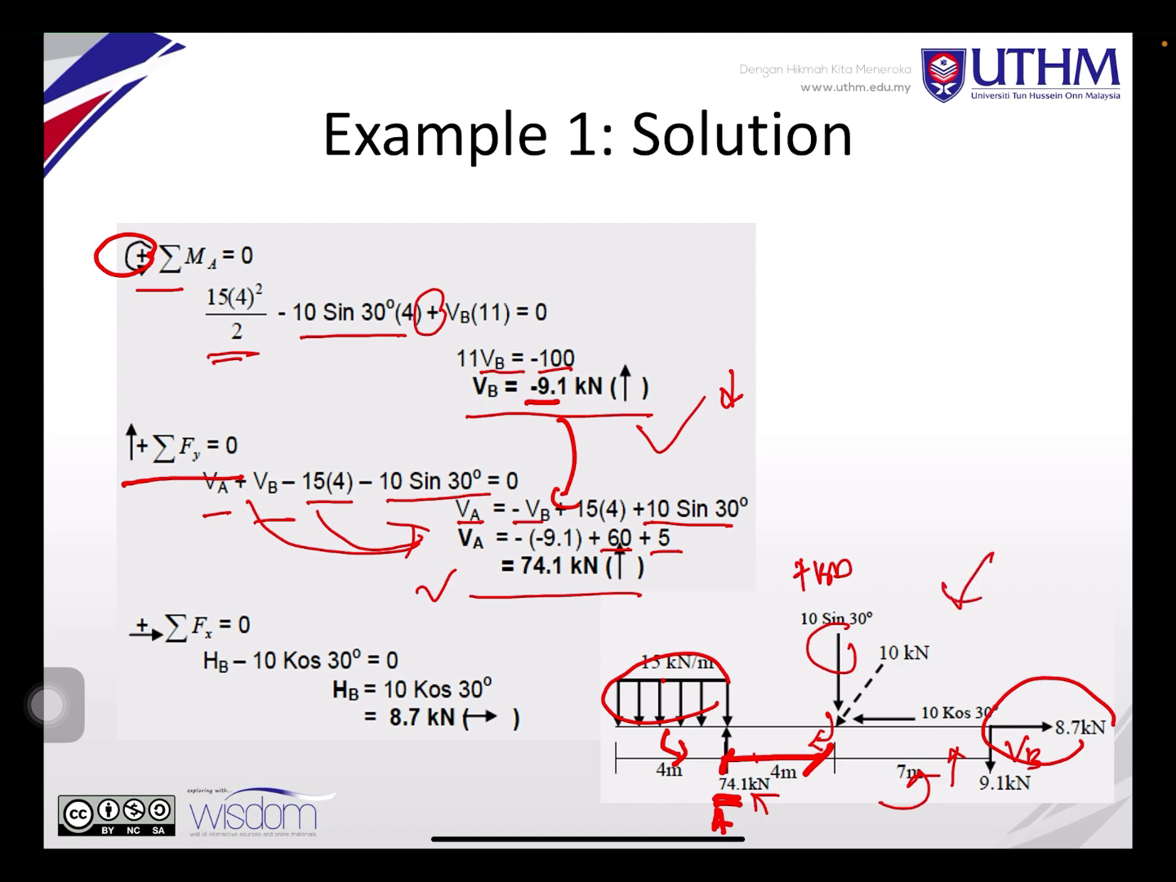This is the result after you calculate. Total Fx equal to 0, so HB minus 10 cos 30 degrees equal to 0, where going this way is positive, as you can see. So HB equals 10 cos 30 degrees, which is 8.7 kilonewton to the right. So this is example 1. After you calculate all these three, this is the result.